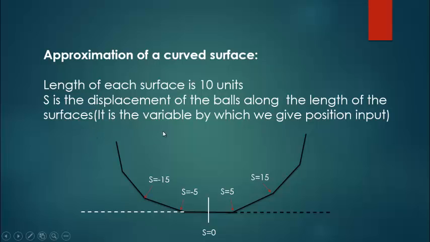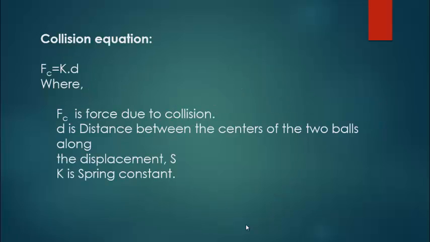It is the variable by which we give the position input. Here s is equal to 0, here s is equal to 5, here s is equal to 15, because each of the surfaces is 10 units. So this is pretty much self-explanatory.